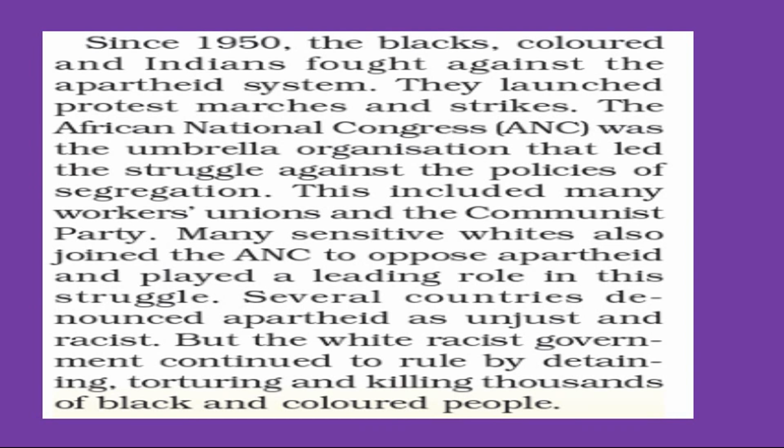Several countries denounced apartheid policy as unjust and racist. But the white racist government continued to rule by detaining those who opposed and by torturing and killing thousands of blacks and colored people.